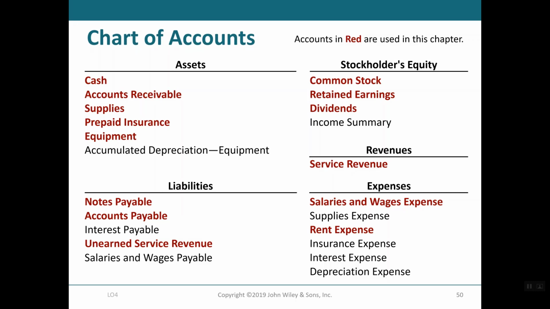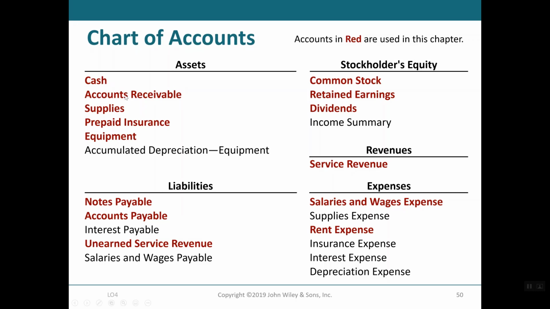So, for example, the number of accounts depends on the amount of detail desired by the management. The management of one company may want one single account for all types of utility expenses. Another may want to keep separate accounts for each type of utility expenditure, like gas, electricity, rent, and all that good stuff. Okay, so it depends. The chart of accounts differs from company to company. Okay, so for the sake of this, accounts in red are used in this chapter.